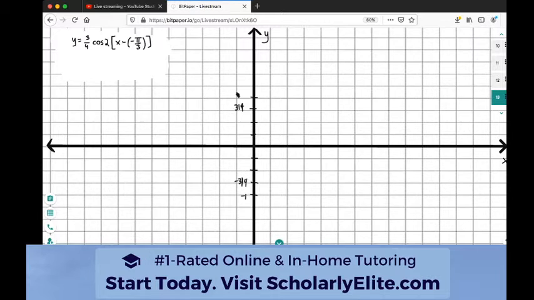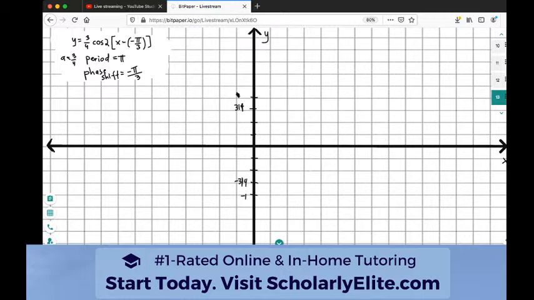Okay, guys, so basically the amplitude is just the distance from the middle line to the top. It's not the whole distance. That's why it was divided by 2. So again, amplitude 3 over 4. The period is pi, I believe. Yeah. And the phase shift was negative pi by 3.